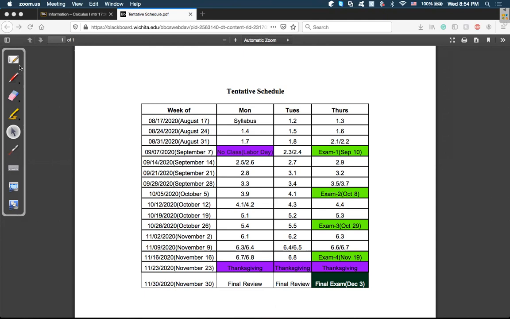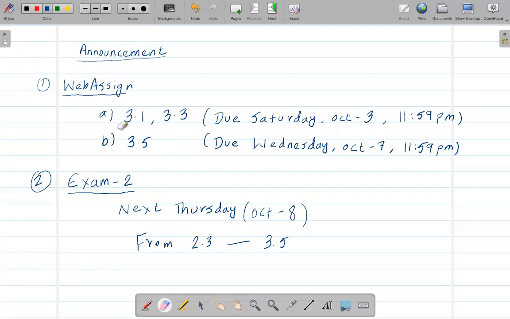Exam 1 did not include this section, so starting from section 2.3 till section 3.5 will be covered for exam 2. Before that, the homework for 3.1 and 3.3 is due this coming Saturday, October 3, 11:59, and for 3.5, which I'm covering today, since the exam is next Thursday, I'm going to make this one due Wednesday, a day before the exam.